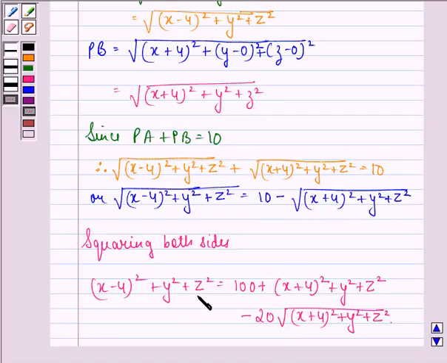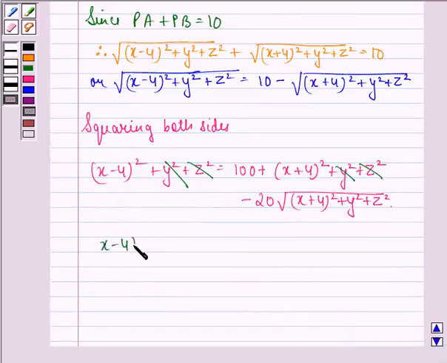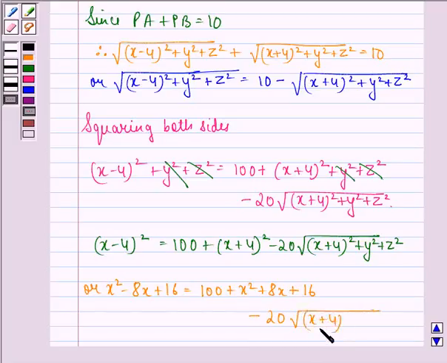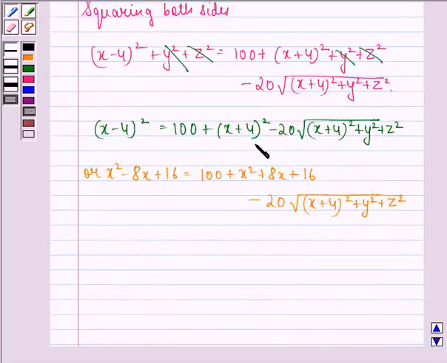Now we see that y square plus z square gets cancelled from both the sides. We are left with (x minus 4) the whole square is equal to 100 plus (x plus 4) the whole square minus 20 into the square root of (x plus 4) the whole square plus y square plus z square, or x square minus 8x plus 16 is equal to 100 plus x square plus 8x plus 16 minus 20 into the square root of (x plus 4) the whole square plus y square plus z square. We have opened the brackets on both the sides. Here we have applied the formula for (a minus b) the whole square, and here (a plus b) the whole square.